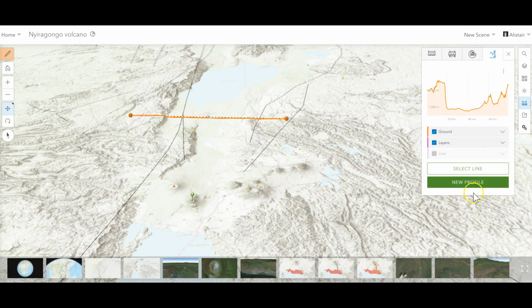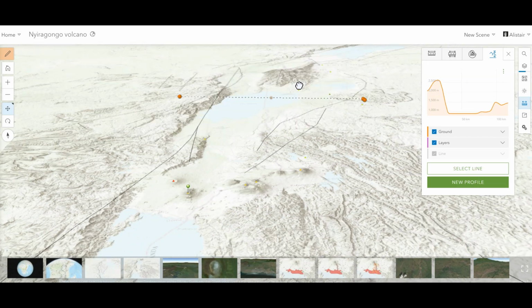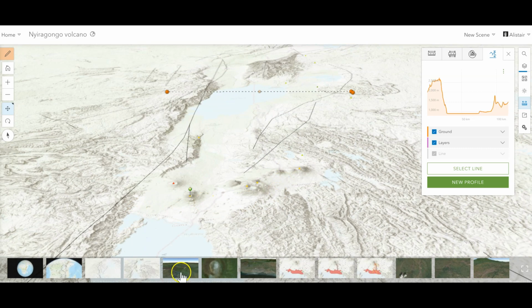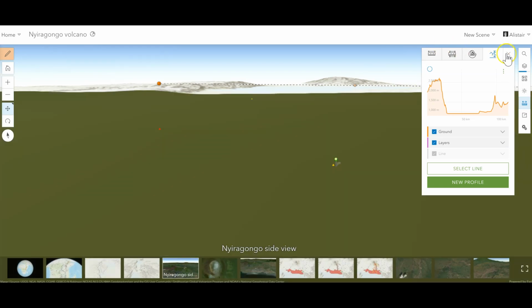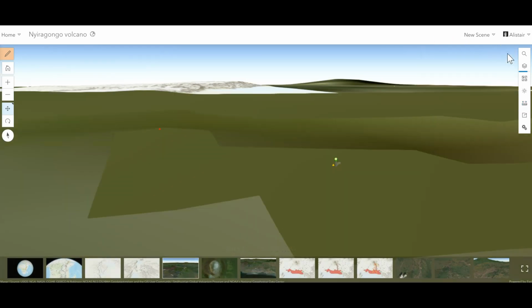And you can draw a few of these profiles just really to illustrate to your pupils the setting of the Nyiragongo volcano in exactly that Rift Valley context. Any one of these locations will allow you to do that, and of course you can move around in 3D and explore that. Having done that, here's the volcano itself. We can zoom in a little bit closer and have a look at that volcano in context.